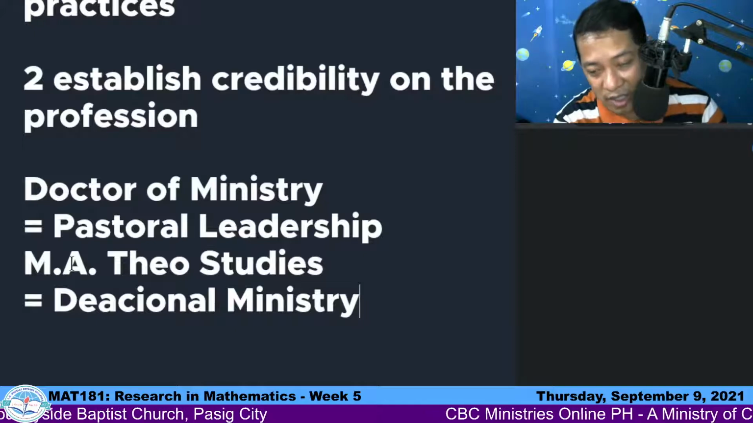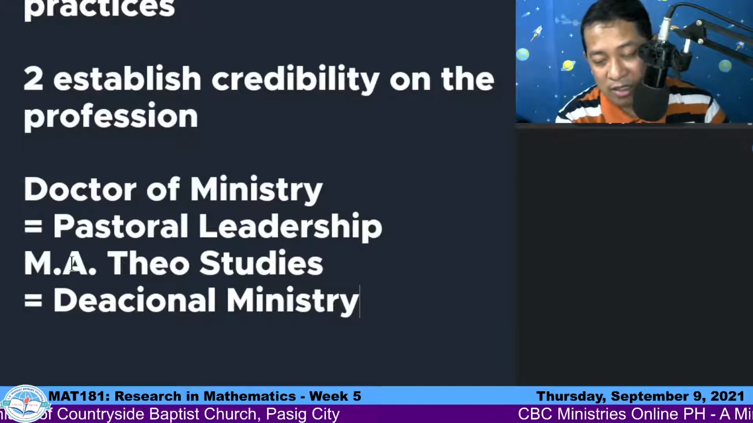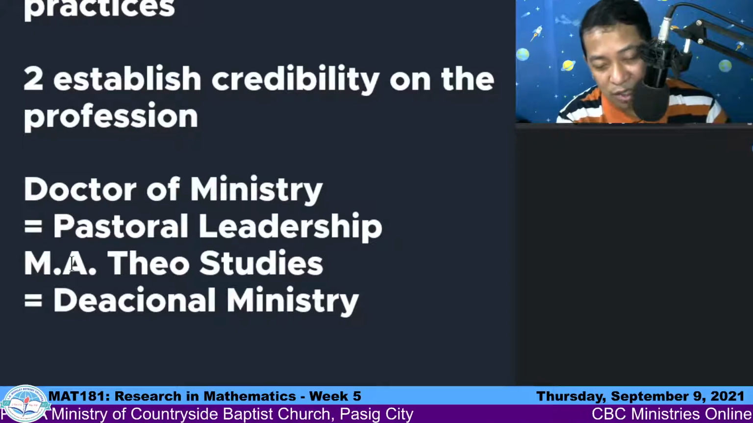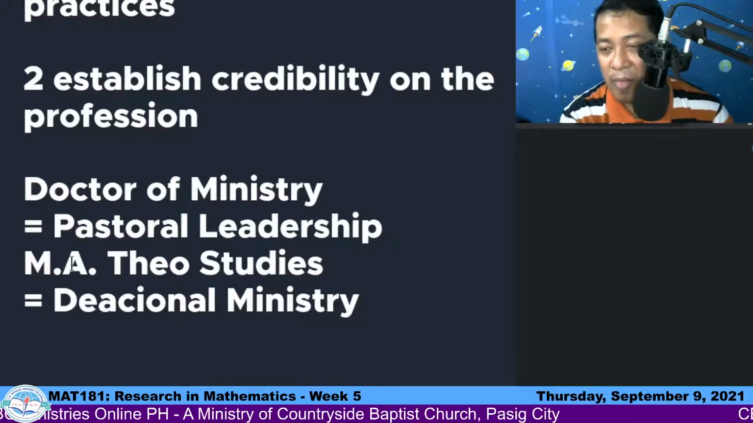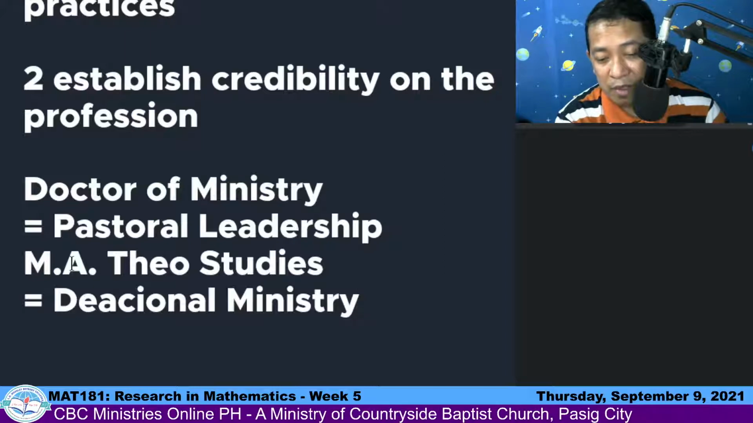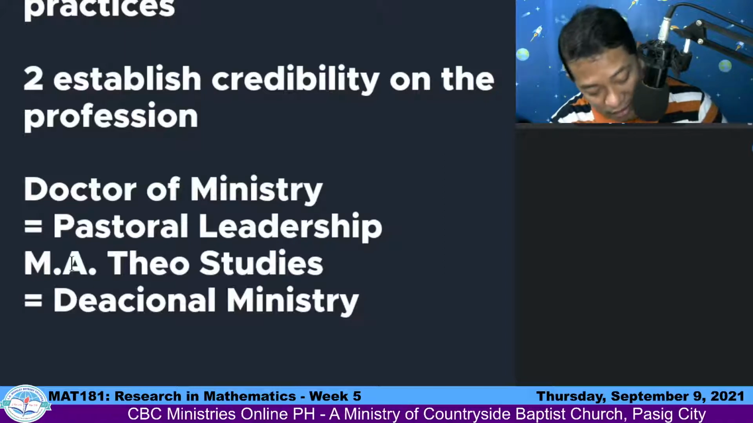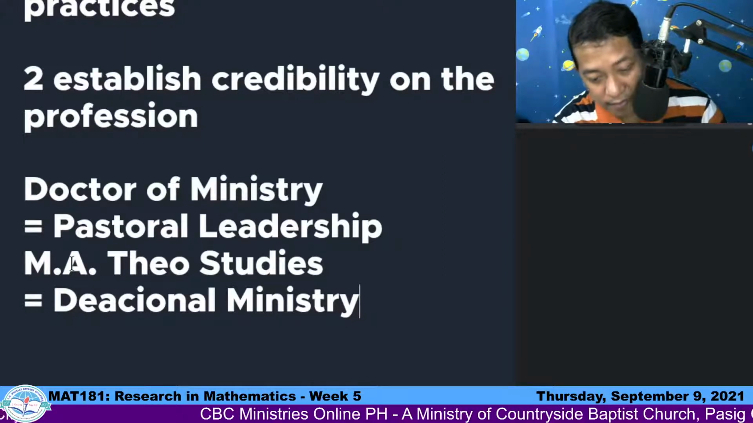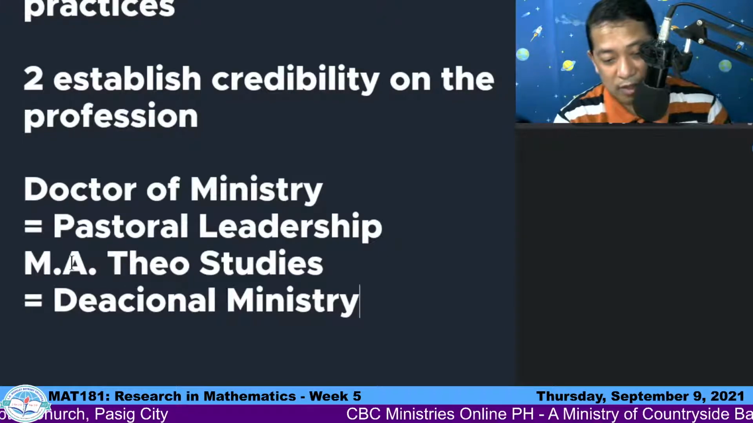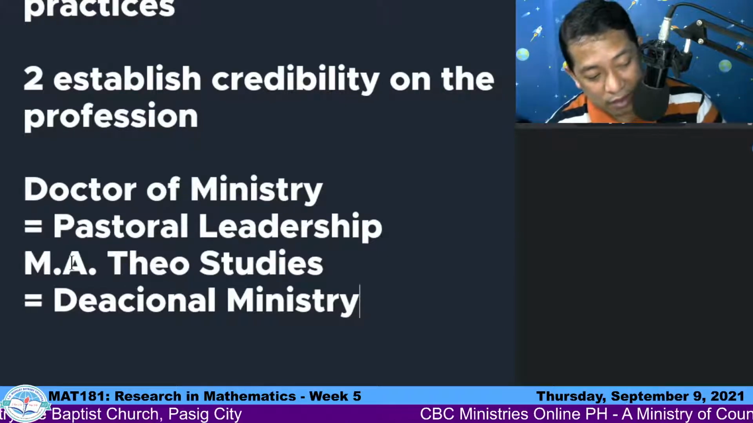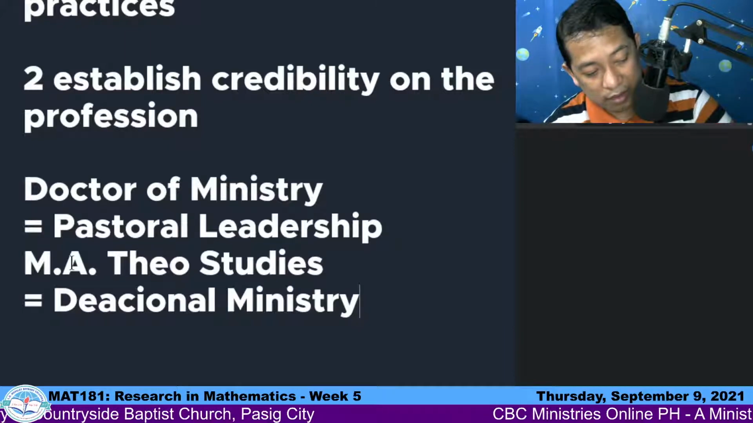So this is not just hearsay. These are not just your intuition, but if you base your statement on research, there will be more credibility in what you're saying. Ayan po yan, mga kapatid. So napakahalaga niyan.